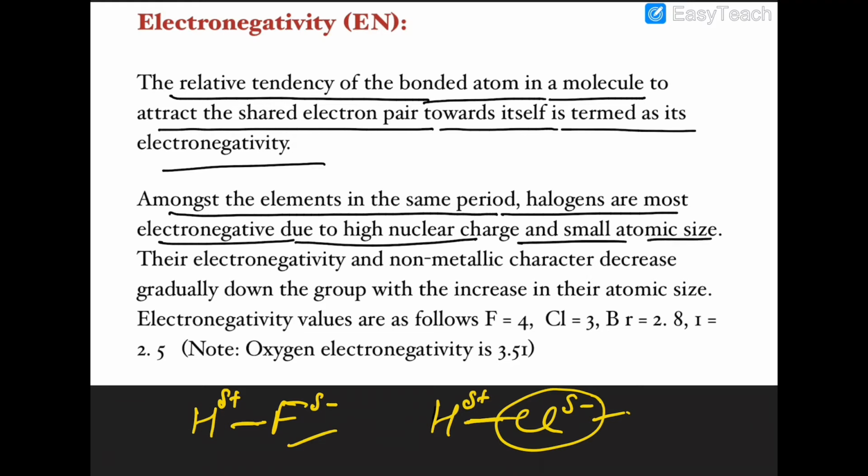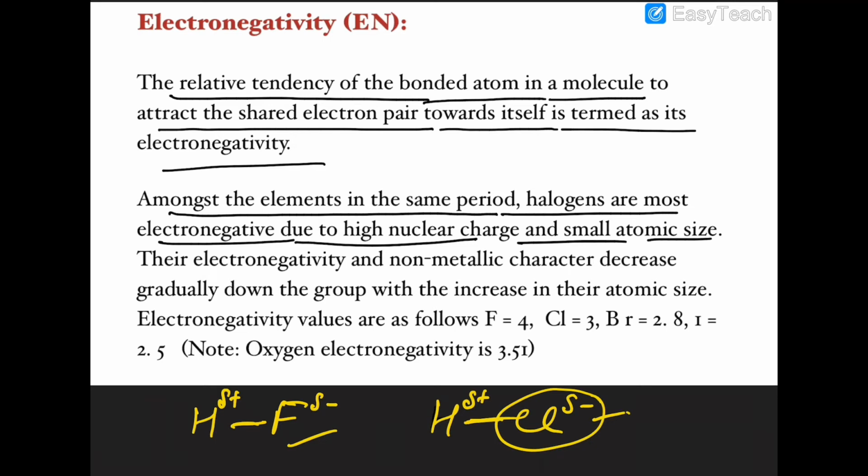I am repeating once more. In their respective period, in the second period fluorine, third period chlorine, fourth period bromine, and in the fifth period iodine, they have the largest value of electronegativity in their respective period. And if we go down the group, among the halogens, fluorine is the most electronegative and iodine is the least electronegative.